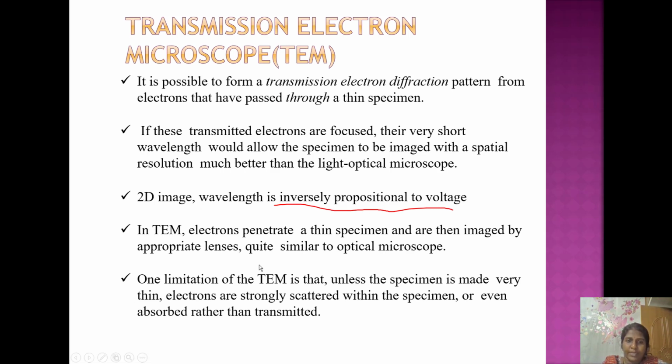In TEM, electrons penetrate a thin specimen and are then imaged by appropriate lenses, quite similar to an optical microscope. In an optical microscope, we use light. In TEM, we use electrons. One limitation of TEM is that unless the specimen is made very thin, the electrons are strongly scattered by the specimen or even absorbed rather than transmitted. So we have to make the specimen very thin. That is the main task.